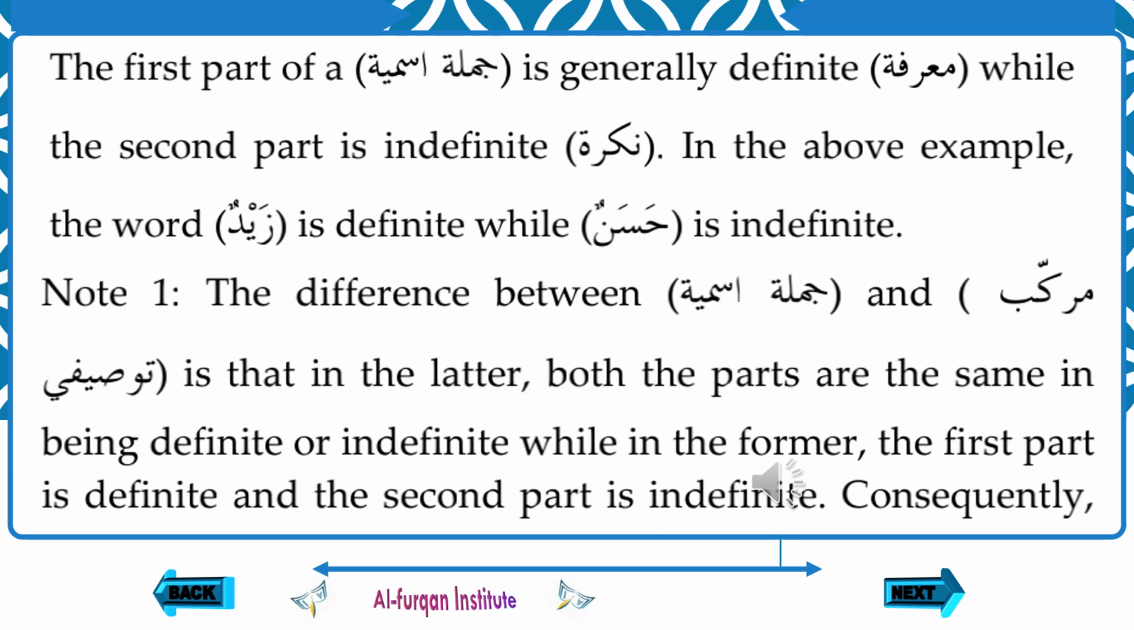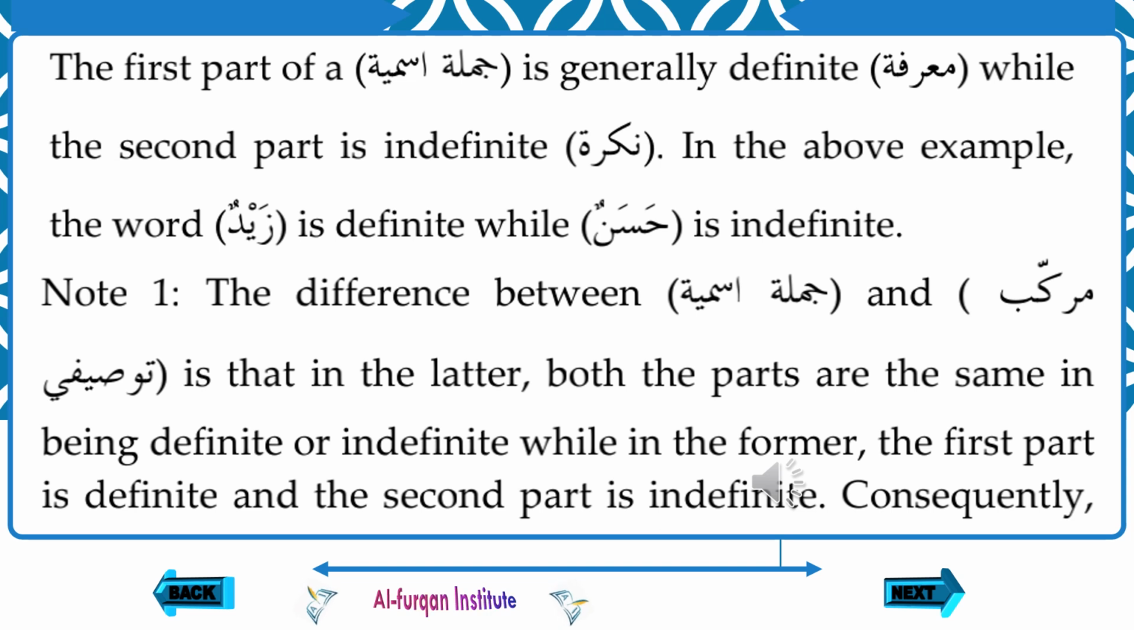Like the example of Zaydun Hasanun. Zaydun here is a proper noun, so it is definite, that is the mubtada. While Hasanun, handsome, is an adjective, and it is indefinite, and it is the khabar, that is the predicate. So here the nominal sentence consists of the subject and the predicate, that is mubtada'u wal khabaru.